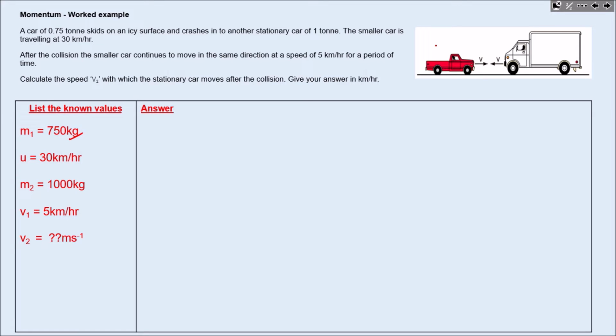So we can label these up here. We've got this first mass, that's mass 1, and this is mass 2. So mass 1 is 750, mass 2 is 1000. And again, don't forget to check out the videos on transferring between units if you've not already done so.